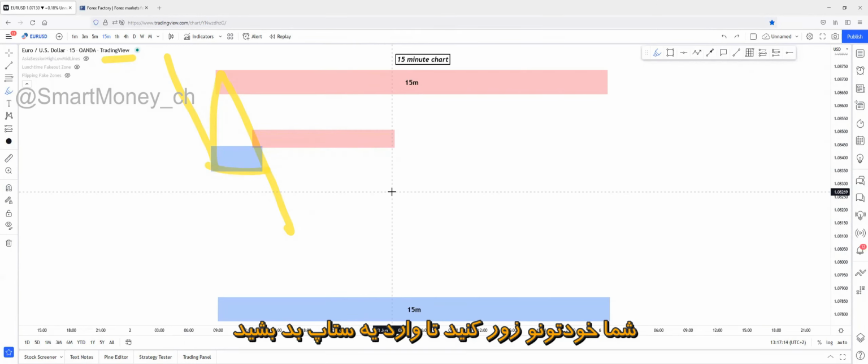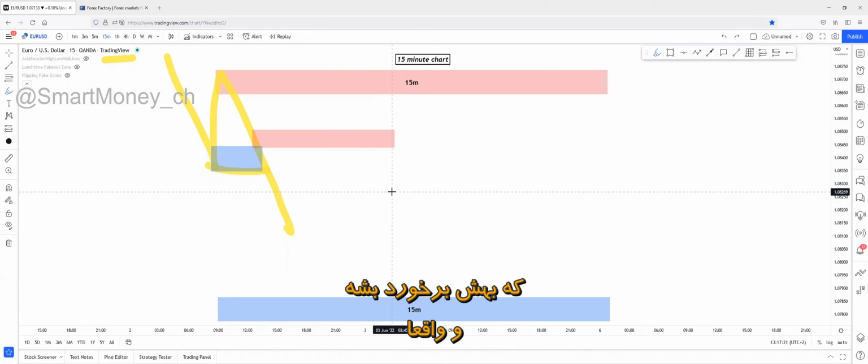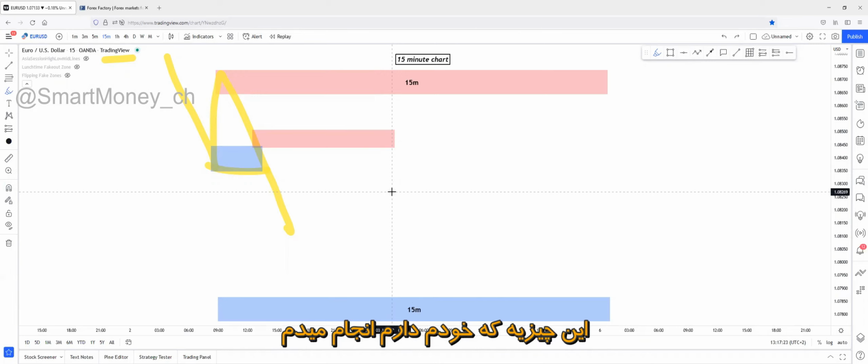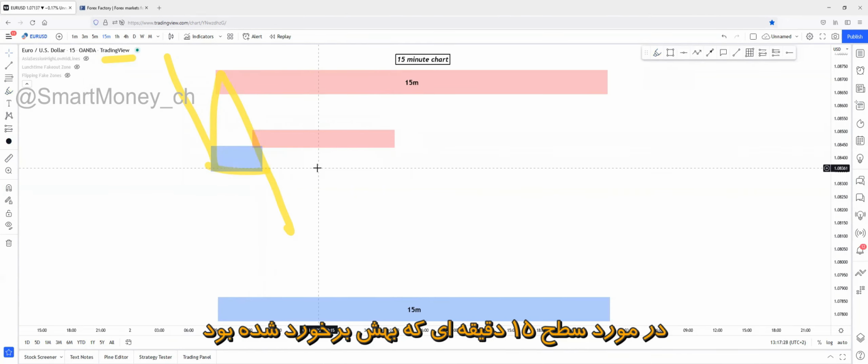You don't want to force yourself into bad setups. You don't want to force yourself into random 1-minute zone setups. You can just simply wait for a 5-minute zone to be tapped. And literally that's what I'm doing, over and over again. That's what yesterday's trade recap video was about, right?